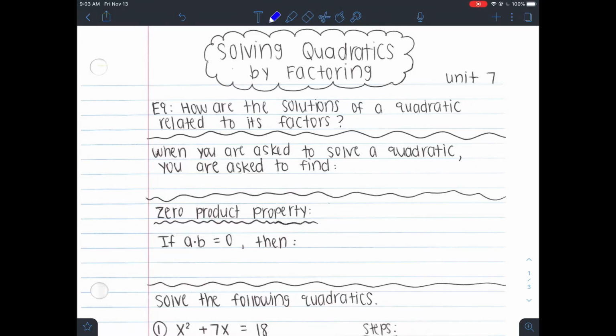Hey guys, this video is going to go over solving quadratics by factoring. Previously we have learned how to solve quadratics by graphing. That is the first way we learned how to solve quadratics, and there's actually 5 different ways to solve it, and this is the second way that we learned how to solve quadratics.